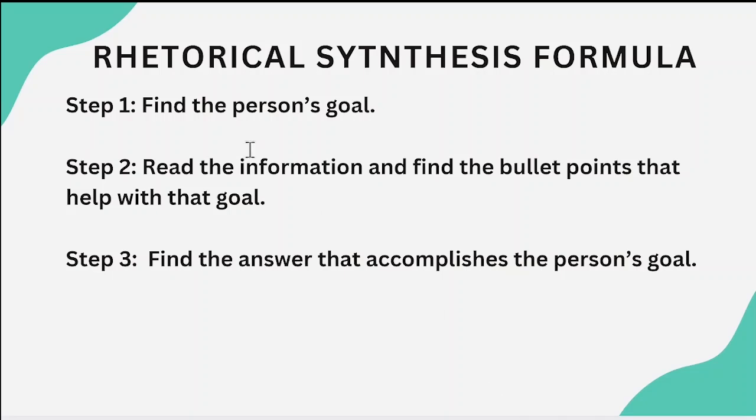So one more time, we'll go through it. Step 1, find the person's goal. Step 2, read the information and find the bullet points that help with that goal. Step 3, find the answer that accomplishes the person's goal. So apply this formula when you're using these questions. You can find it on our site if you click on the concept right above the question, if it's a rhetorical synthesis question.